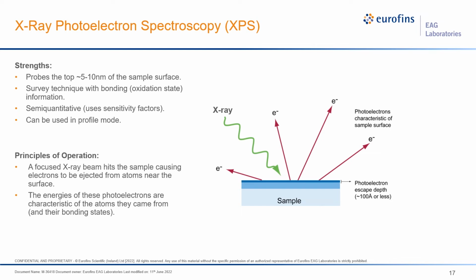XPS is a chemical survey technique which can also provide bonding information for the detected elements. It is quite surface sensitive with an information depth of approximately 5 to 10 nanometers. And by alternating data acquisition cycles with ion sputtering, depth profiles can be generated. In XPS, a focused X-ray beam hits the sample surface, causing electrons to be ejected. Only electrons from the top 10 nanometers or less escape the surface and reach the detector. The energies of these electrons tell us what element they came from. They also provide information as to what that element was bonded to.